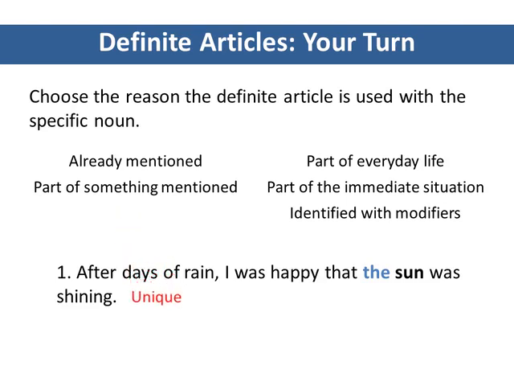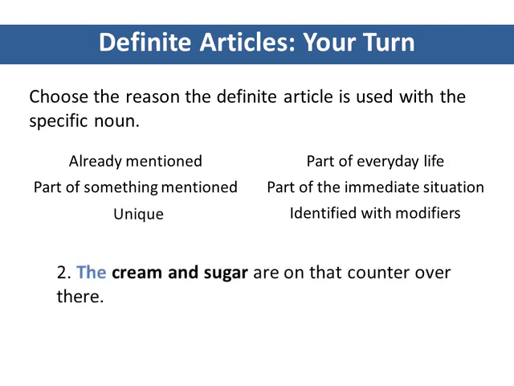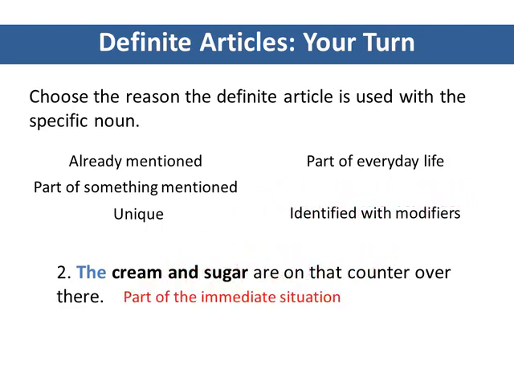Did you answer unique? That's correct. There is only one sun. Number 2. The cream and sugar are on that counter over there. Did you notice that the writer said, on that counter? That makes cream and sugar part of the immediate situation.